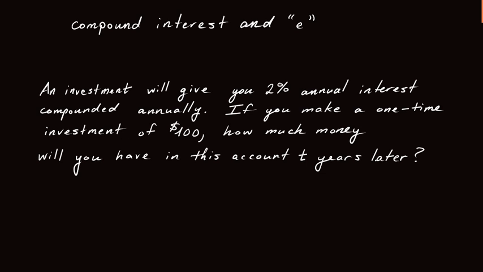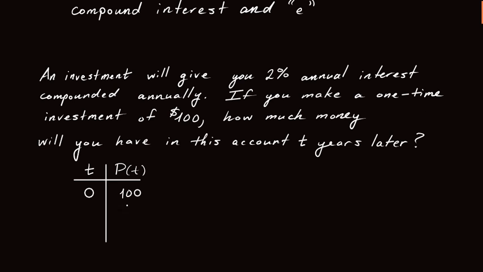Okay, so let's try to model this mathematically. And let's start off by just starting with a table of values to see what's happening. So we can look at t, the number of years since we started the investment, and P of t we'll call the principal. The principal is the amount of money you have in the account. So when t is equal to 0, we just opened up the investment account. We have an initial deposit of $100.